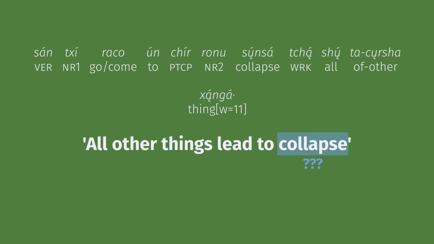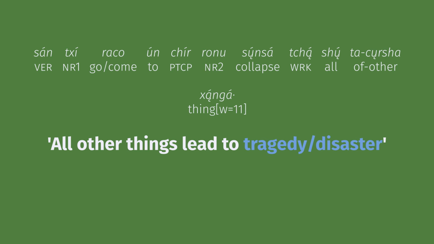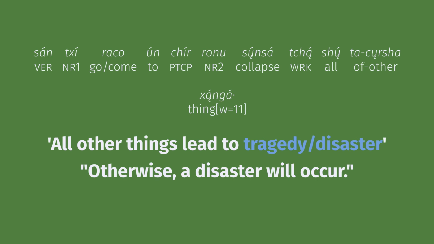It's not so clear what collapse refers to here, but Elvish culture is known to be centered around mining, so I believe that it specifically refers to the collapse of a mine. Furthermore, I'm suspecting it might then just mean tragedy or disaster in general. So I'm translating this clause into English as otherwise a disaster will occur, which makes more sense, I think.